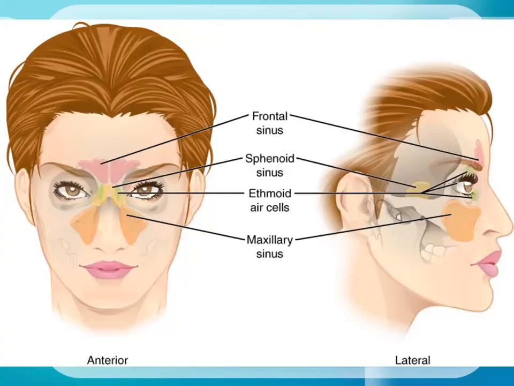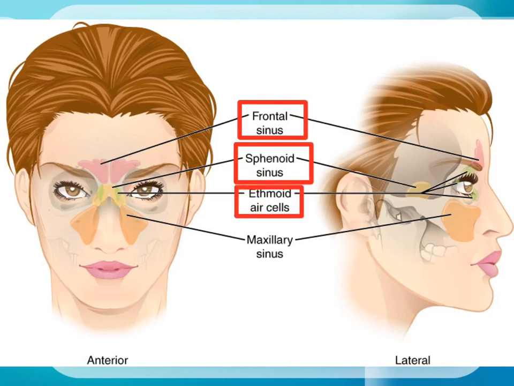Here are the bones that contain the paranasal sinuses. You have the frontal bone, then you have the sphenoid bone in the yellow, and then you have the ethmoid bone in a lighter green, and then you have the maxillary bone in the orange. And so when you're sick, have an infection, and these sinuses get filled with mucus, that's when you get that congestion.